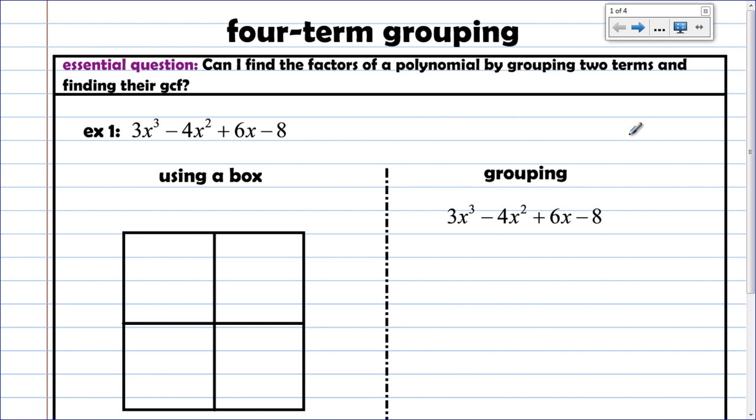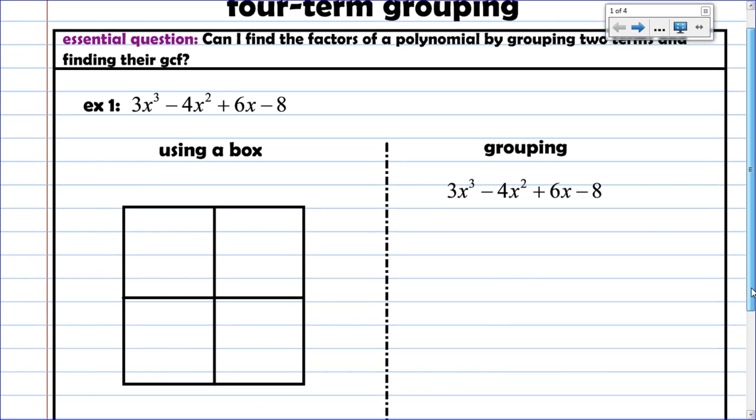If you're going to do four-term grouping, you can use the box method, which is just backwards from what we did when we used the box method to multiply, or you can group, and I'm going to show you both ways. This first example we're going to do twice, once with the box method, once with the grouping method, so you can see they give you the same answer. Then we'll try a couple more going back and forth, box method, grouping method, and then when you do your assignment, you can choose the one that you like the best.